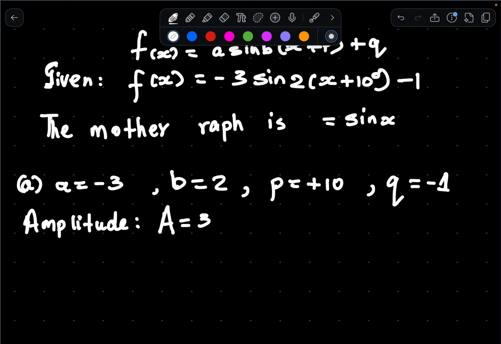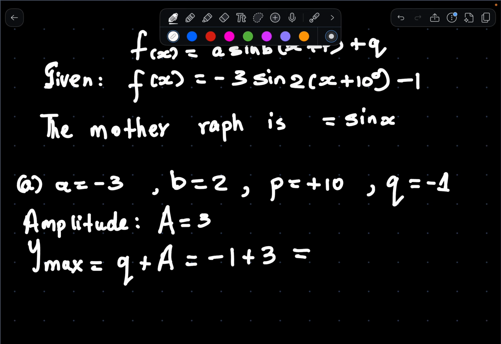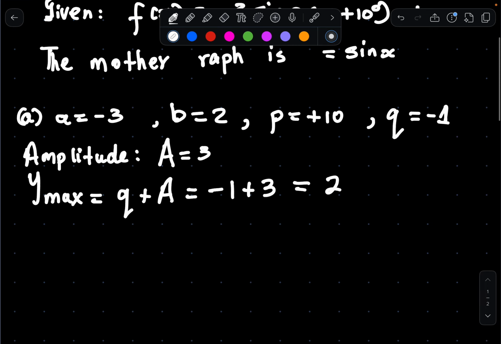After getting the amplitude, we need to get the maximum value. And that is a y value, so I'm going to call it y max. Y max, it's easy. It's always q plus the amplitude. That is the formula. Our q is minus 1, our amplitude is positive 3, so our answer for y max will be positive 2. I'm sure it makes sense, ladies and gents.